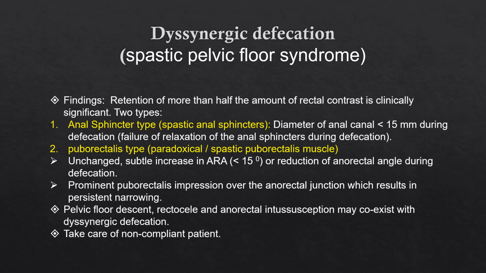Puborectalis type is paradoxical contraction of the puborectalis muscle. The puborectalis muscle starts to contract instead of relaxing during defecation, and this should be diagnosed by the anorectal angle, and we will show you a very demonstrative case for this.